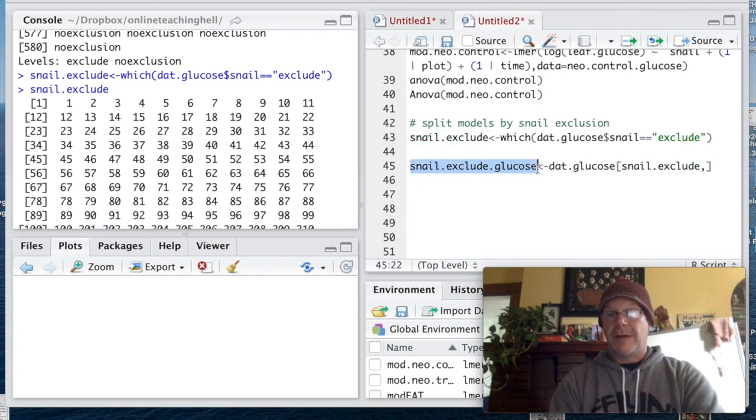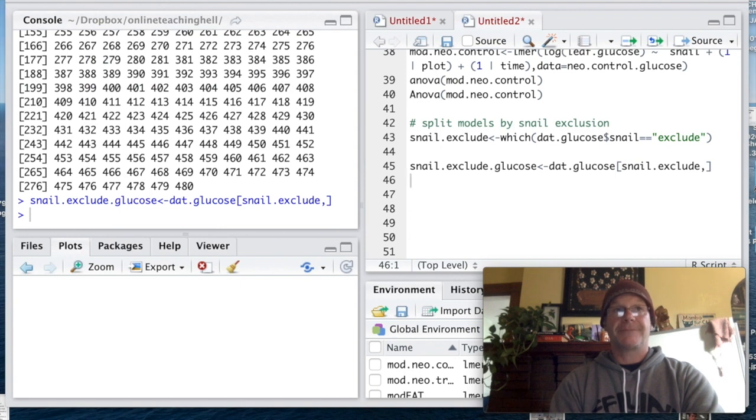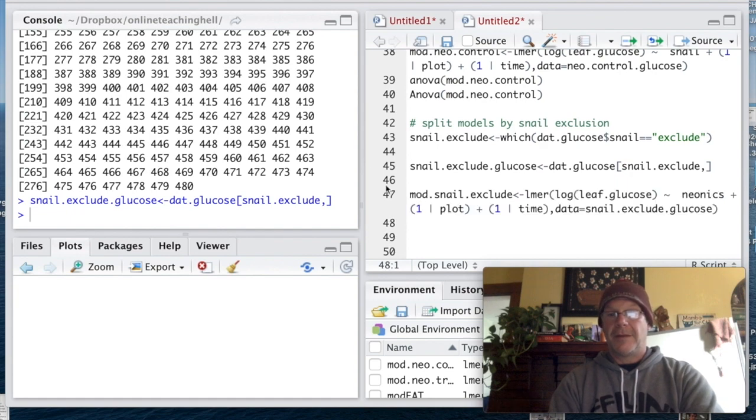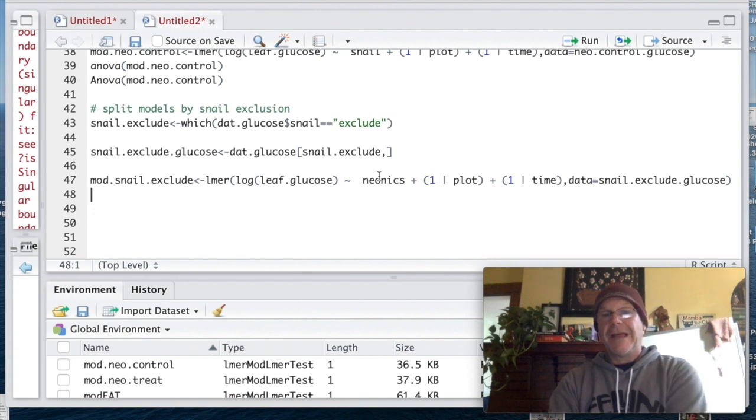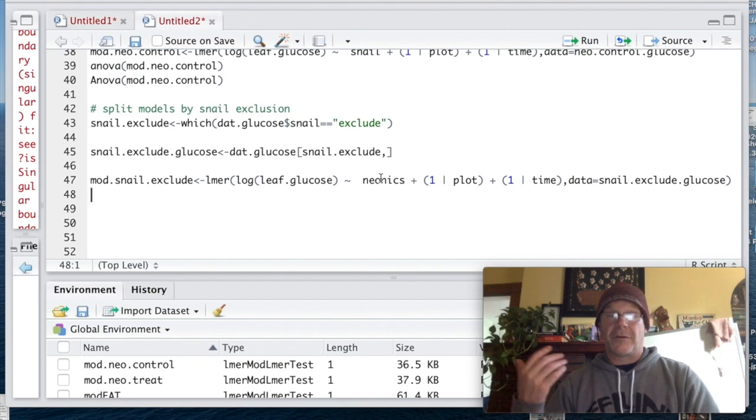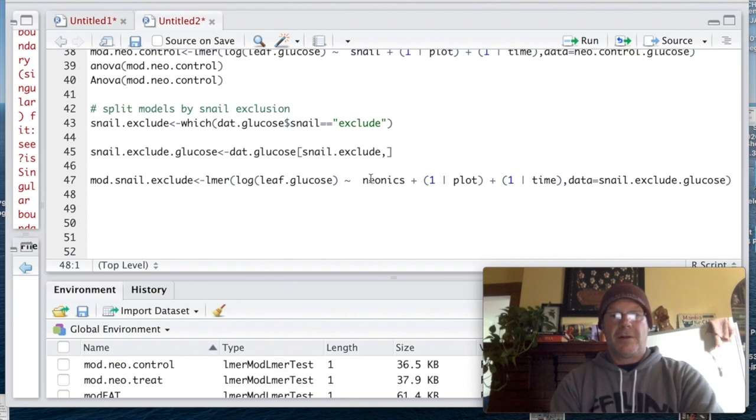Okay. And so now I'm creating a new data frame out of the old one, except I'm only keeping the ones where snails are excluded. So there we have that. And now we can go ahead and set up our model. Again, the model looks very similar to the other one, except now snail is not a factor in the model. That's because we're only analyzing the data where snails were not present. So it wouldn't make sense to try to put snails in there as a factor, because you would have 0 degrees of freedom. You only have one treatment level. And so I'm going to go ahead and run that.